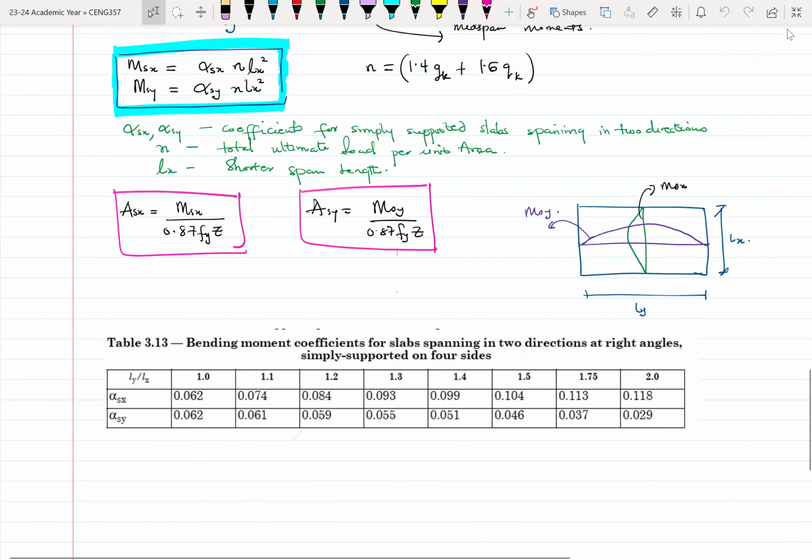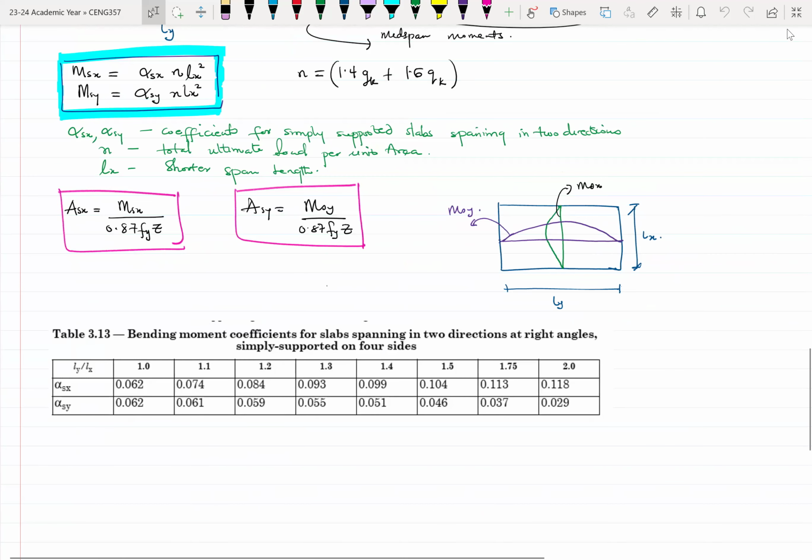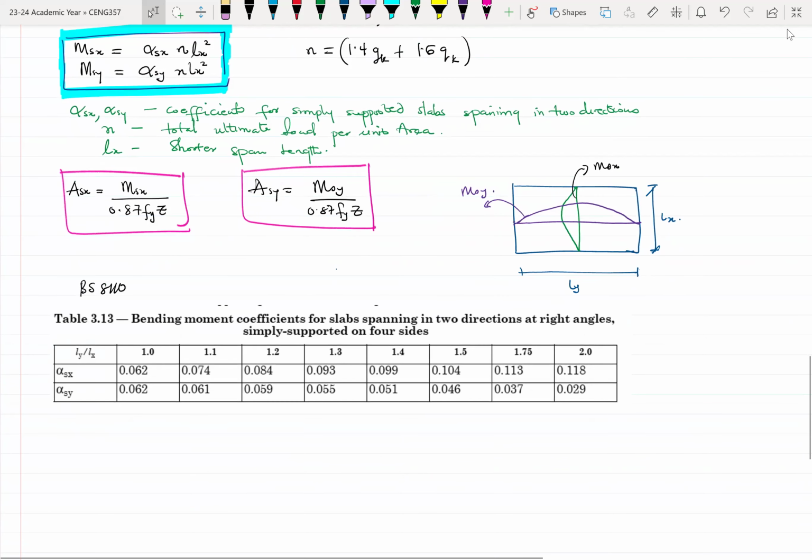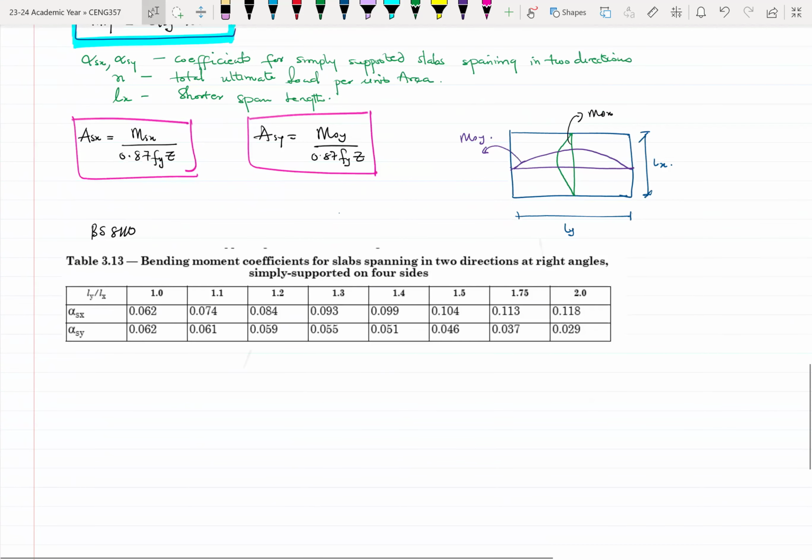Yeah, so here we have the table from BS 8110, which shows the coefficients for a simply supported slab spanning in two directions. All right. So depending on the ratio of Ly over Lx, we can easily determine what our coefficients would be. So let's try an example and then we can use that to explain a few things, okay?